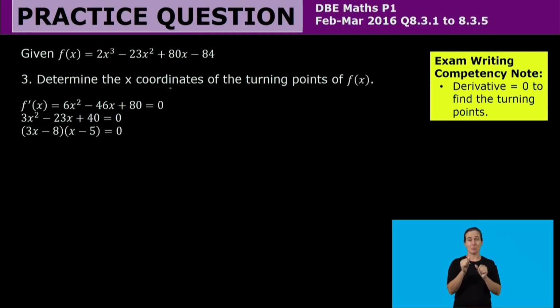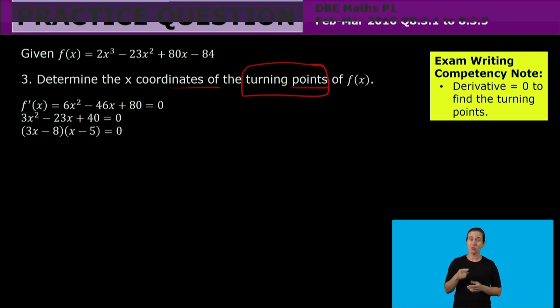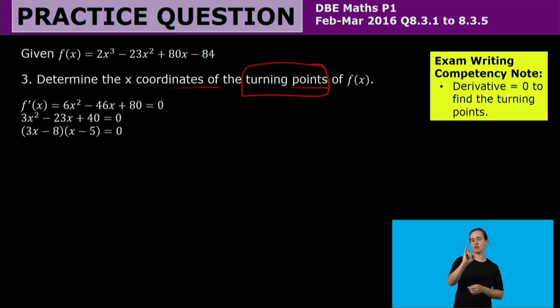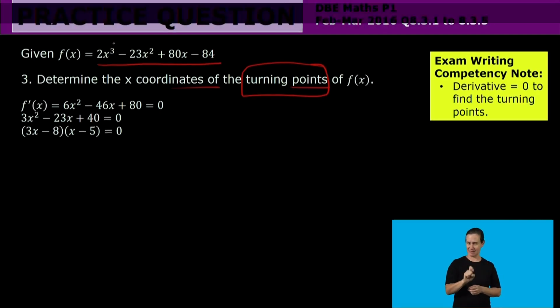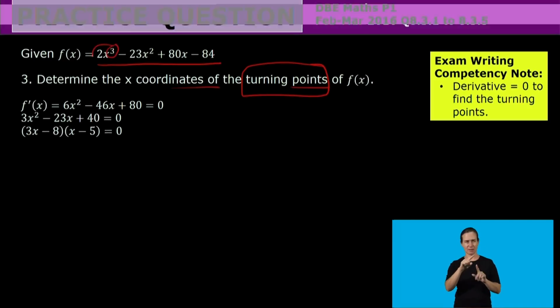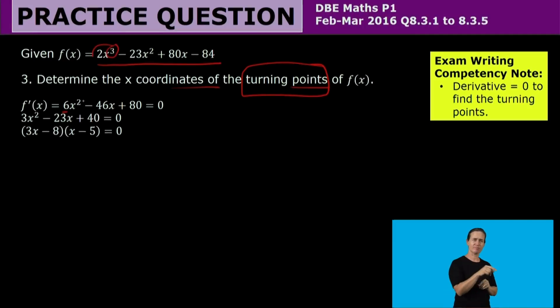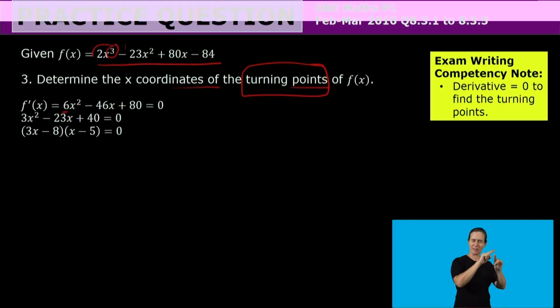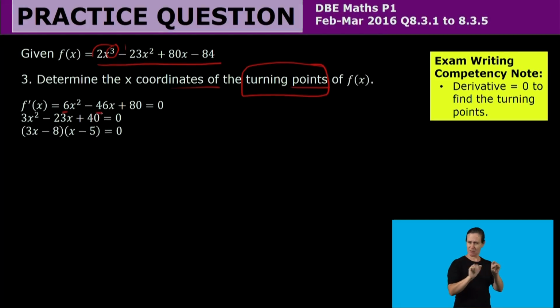Next, we need to find the coordinates of the turning points of f of x. Remember, finding the turning points is keyword terminology we need to remember. It's another way to say find the derivative. So since f of x is equal to 2x cubed minus 23x squared plus 80x minus 84, for its derivative we use the power rule. 3 times 2 gives me 6x to the power 2, we subtract 1 from the power there, minus 46x plus 80.